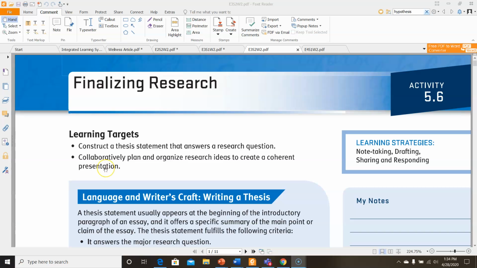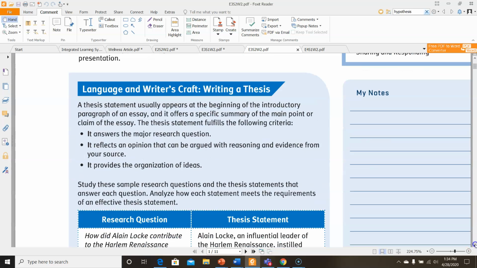So, let's look at language and writer's craft, writing a thesis. Writing a thesis is probably one of the most important things you could possibly learn in an English or language arts class. You're going to use this repeatedly no matter what English class you're in, and you're also going to use it in college if you plan on being in college at all. Literally any college course you take is going to require you to know how to write a thesis statement, except for maybe mathematics. So a thesis statement usually appears at the beginning of the introductory paragraph of an essay.